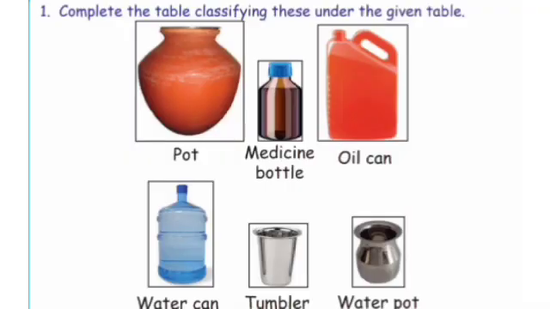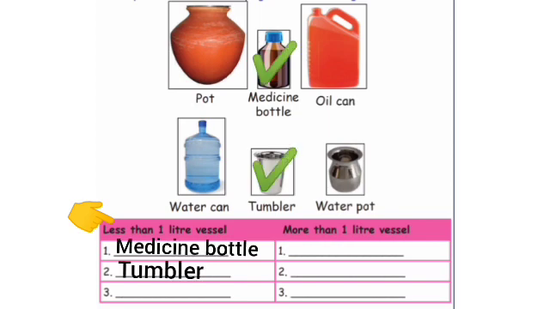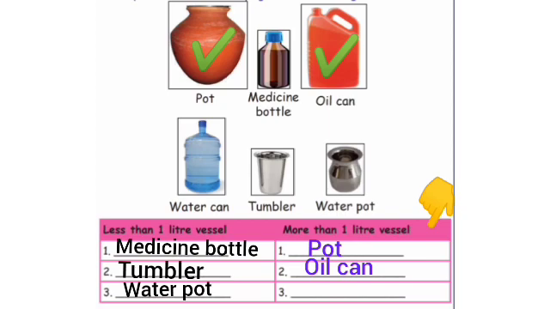Complete the table classifying these under the given table. Children, here there is a given pot, medicine bottle, oil can, water can, tumbler and water pot. We have to classify these things: less than 1 liter vessel and more than 1 liter vessel. Here the less than 1 liter vessels are medicine bottle, tumbler and water pot. Now we can write the more than 1 liter vessels. So here the more than 1 liter vessels are pot, oil can and water can.